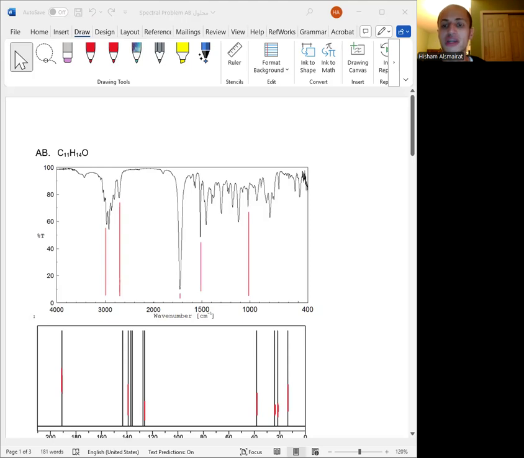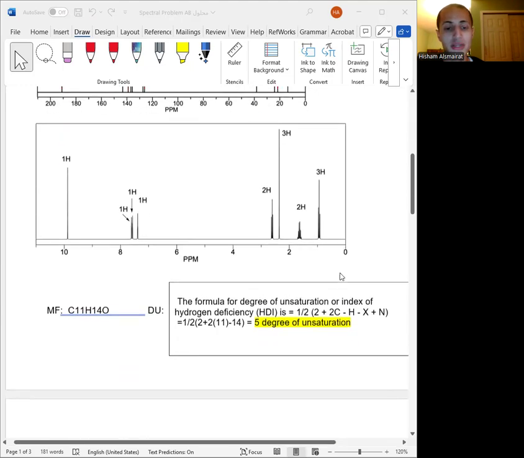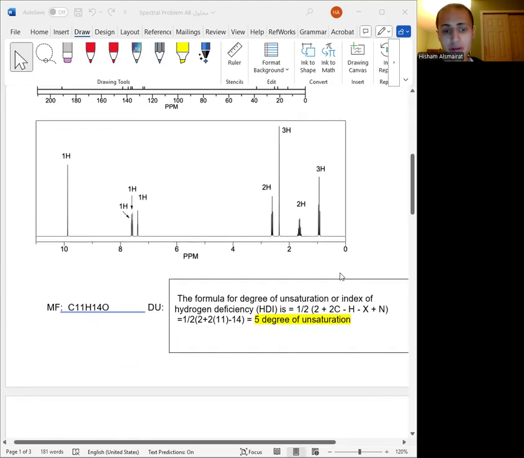This video is my week 15 structure elucidation for sample AB, which is C11H14O. So I begin by calculating the degree of unsaturation utilizing the formula one half multiplied by parentheses 2 plus 2C minus H minus X plus N. The C is the carbon, which is 11. H is the hydrogen, 14. We don't have any halogens and we don't have any nitrogen. So we end up with 5 degrees of unsaturation.